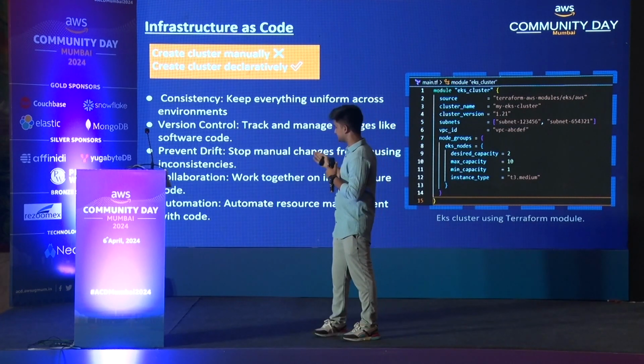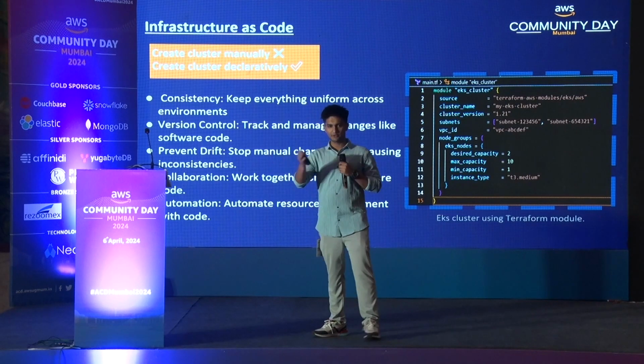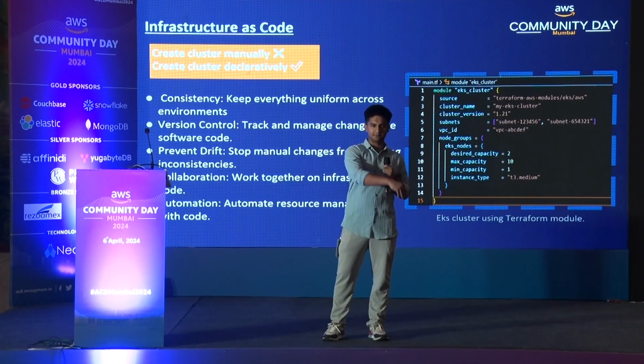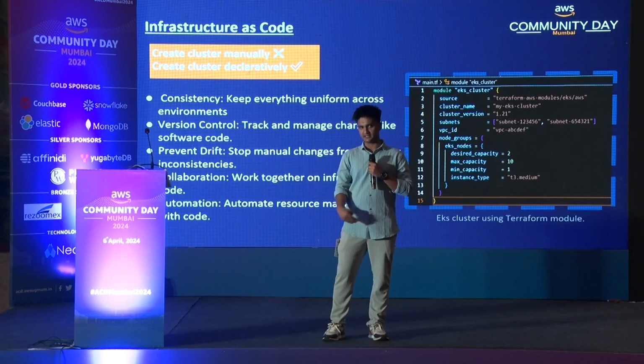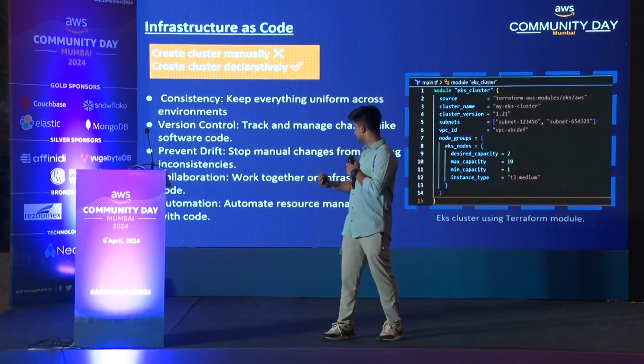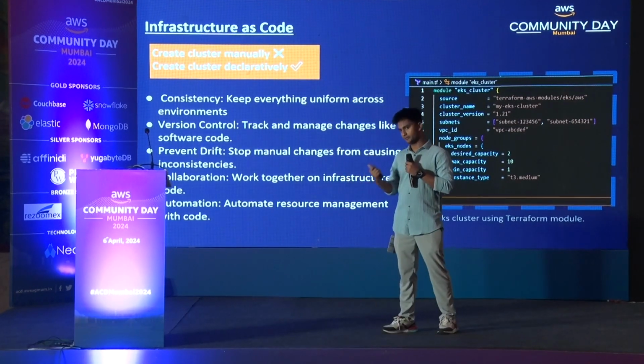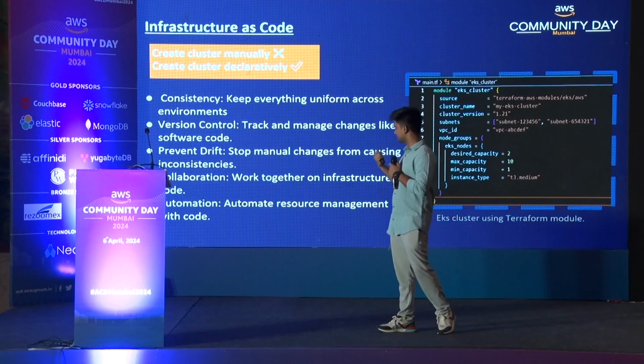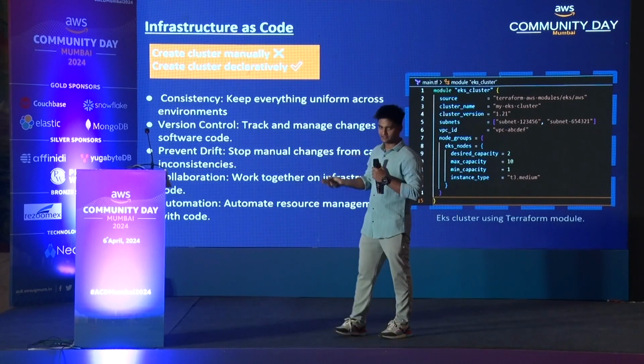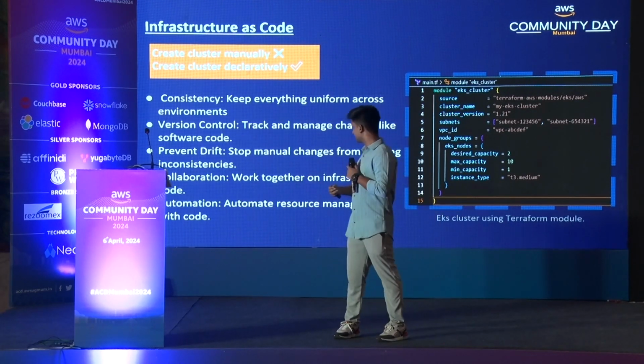Same for preventing drift. Let's say you have 3 different environments. If you change things in production, you will have to change things in staging as well, in development as well, which is very common if you do it manually. But when you do it with infrastructure as code, there's no problem with that. Same for collaboration. Anyone in the team can collaborate on the same code.